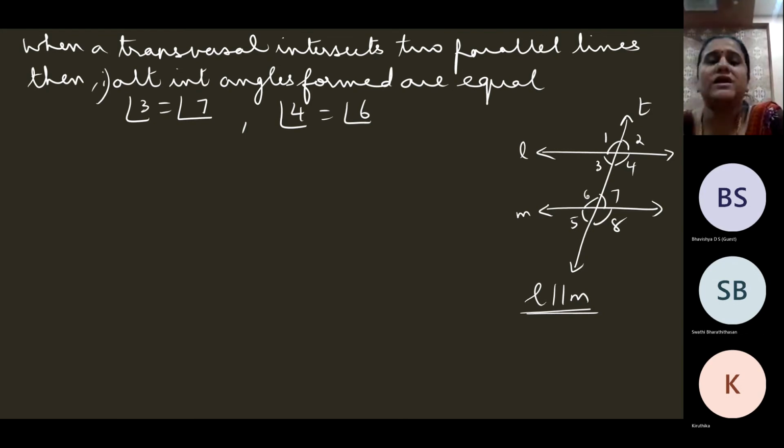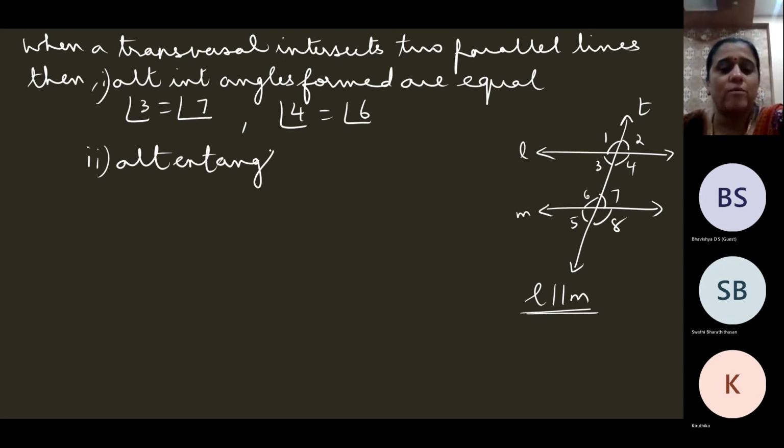Whether they are equal or not equal, they are called alternate interior angles. When the lines are not parallel, the angles are not equal. When the lines are parallel, the angles are equal. Then alternate exterior angles formed are equal. So which are the alternate exterior angles formed?